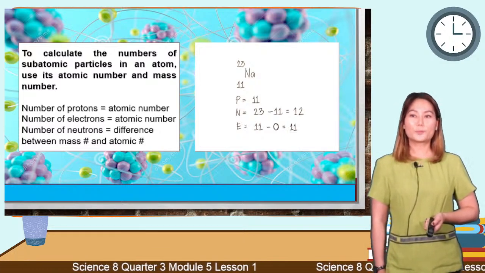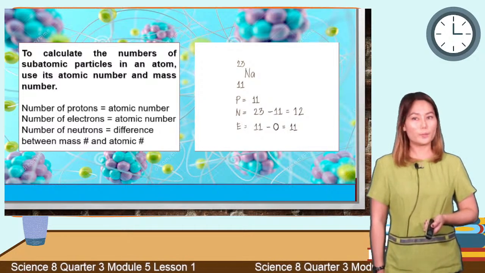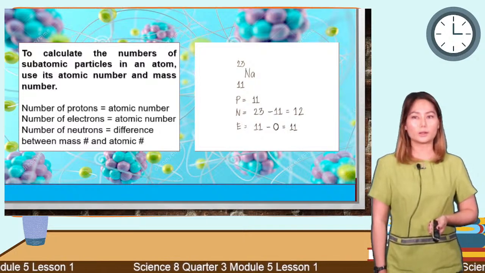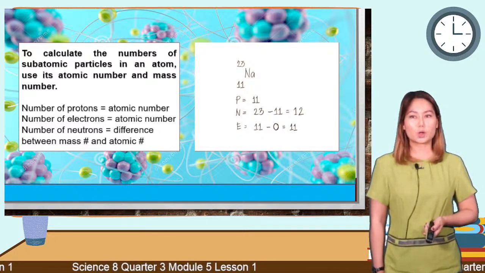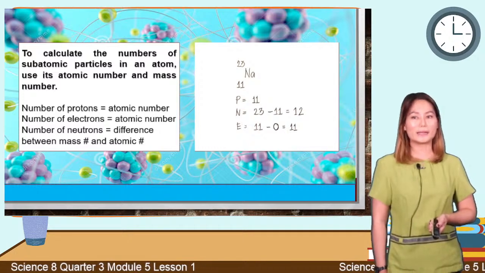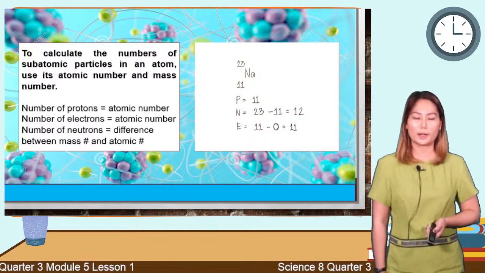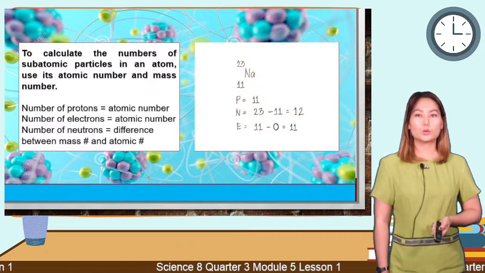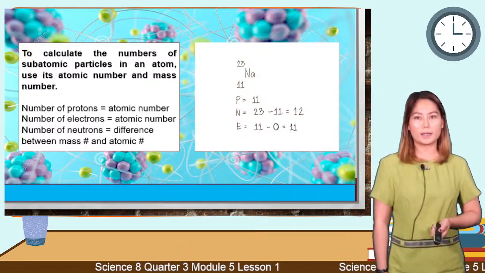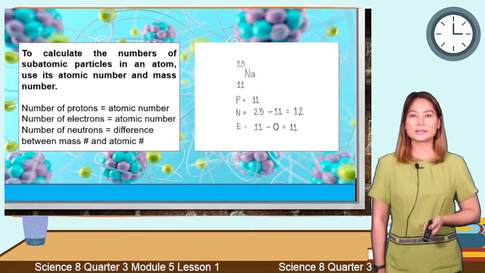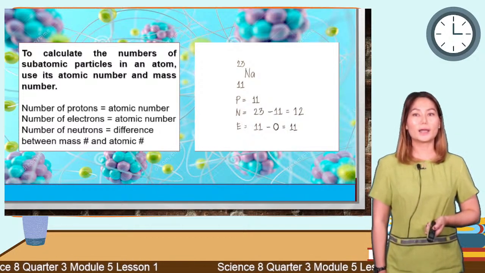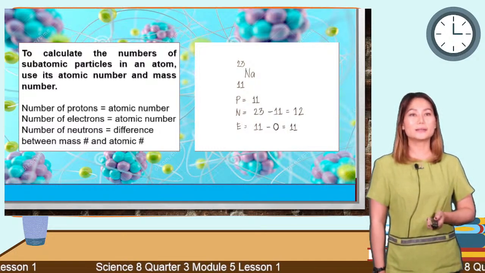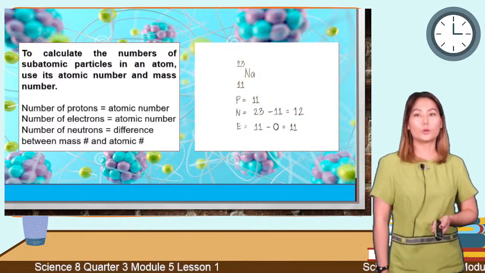So the number of protons is equal to the atomic number, and the number of electrons is equal to the atomic number also, and the number of neutrons is the difference between mass number and atomic number. We have here an example. The element sodium. The symbol is Na. The atomic or mass number is 23 and the atomic number is 11. Take note that the mass number is higher than the atomic number.